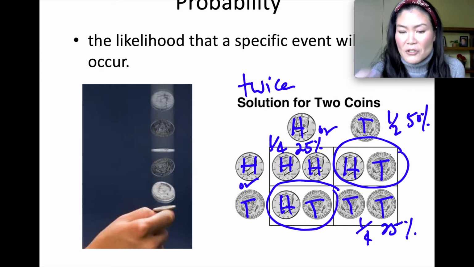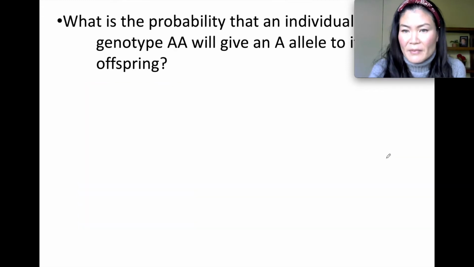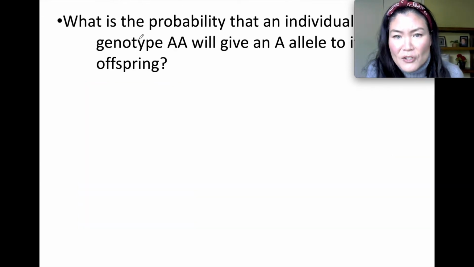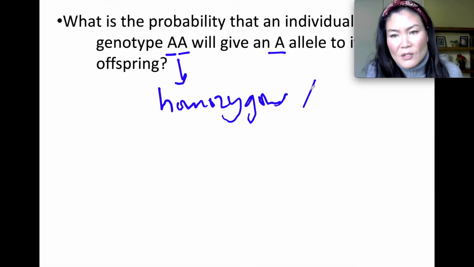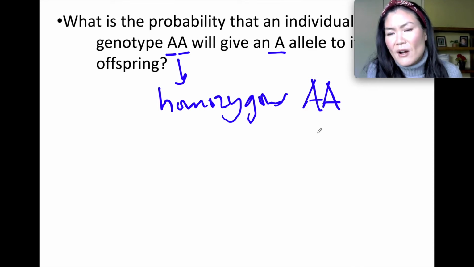So that's kind of an introduction to Punnett squares. What is the probability that an individual with genotype big A will give an allele big A to its offspring? This individual is homozygous, right? Homozygous A. Think of it this way: it's big A on one side of the coin, and big A on the other side of the coin. What's the probability that they're going to give a big A to their offspring? It's 100%. There's no chance of them giving a little a. They don't even have a little a, okay?